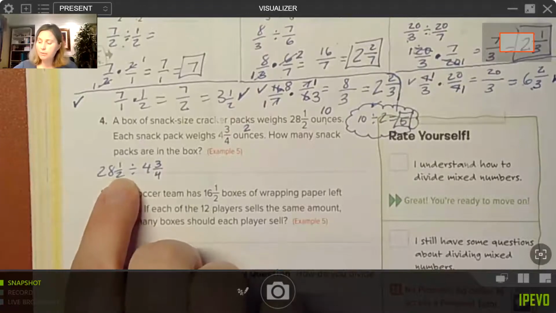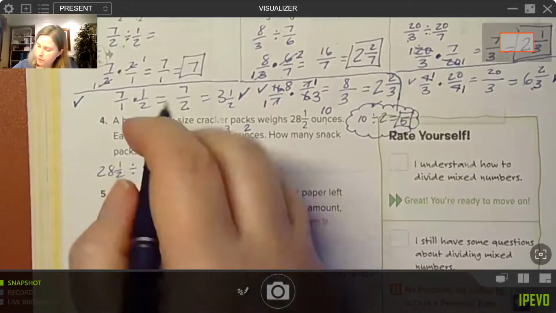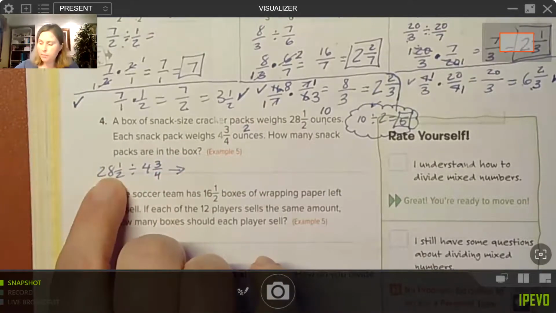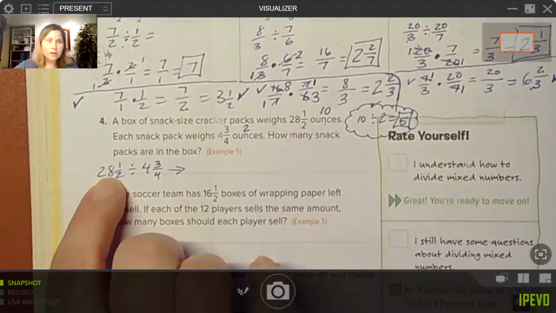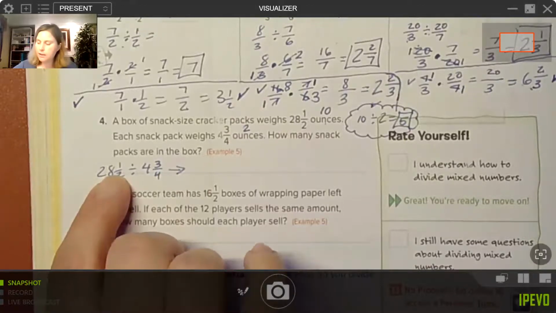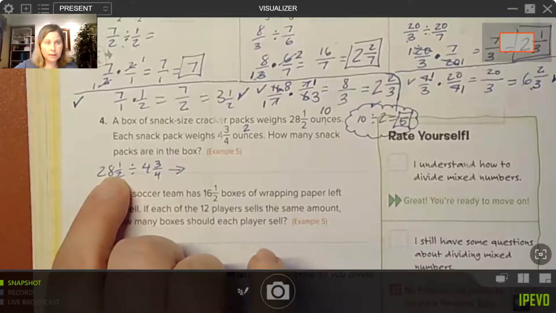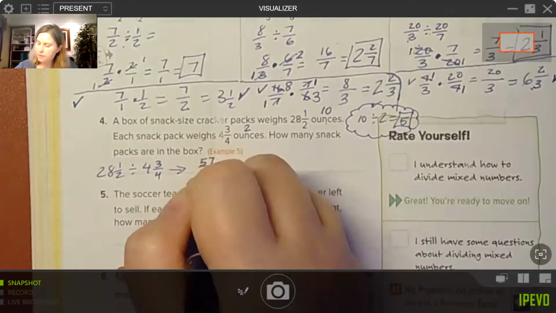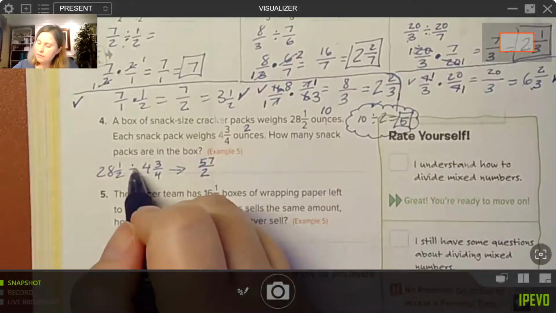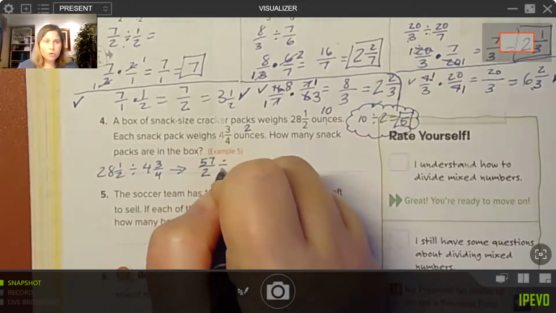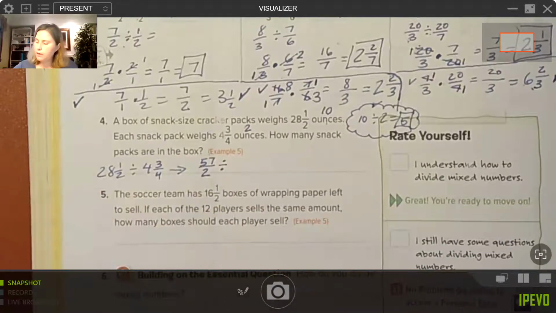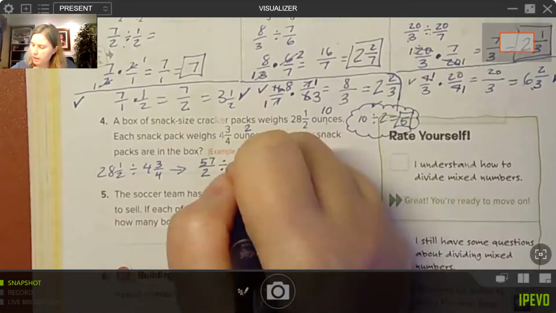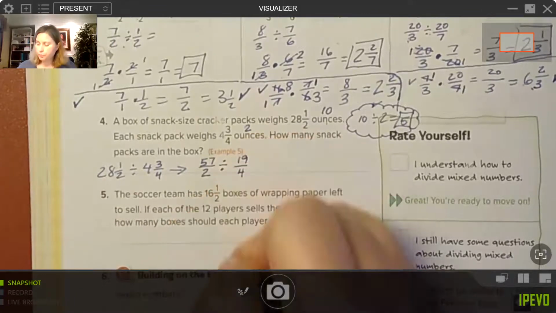So I'm going to do 2 times 28 plus 1. Okay, 2 times 28 is 56. Okay, I just did 25 doubled, 50, and 3 doubled, 6, 56. Okay, so 28 times 2 is 56, plus 1 is 57. So 57 halves. And then I'm going to leave this divide for now because I don't want to do too many steps at once. And then 4 times 4 is 16, plus 3 is 19. So divided by 19 fourths.